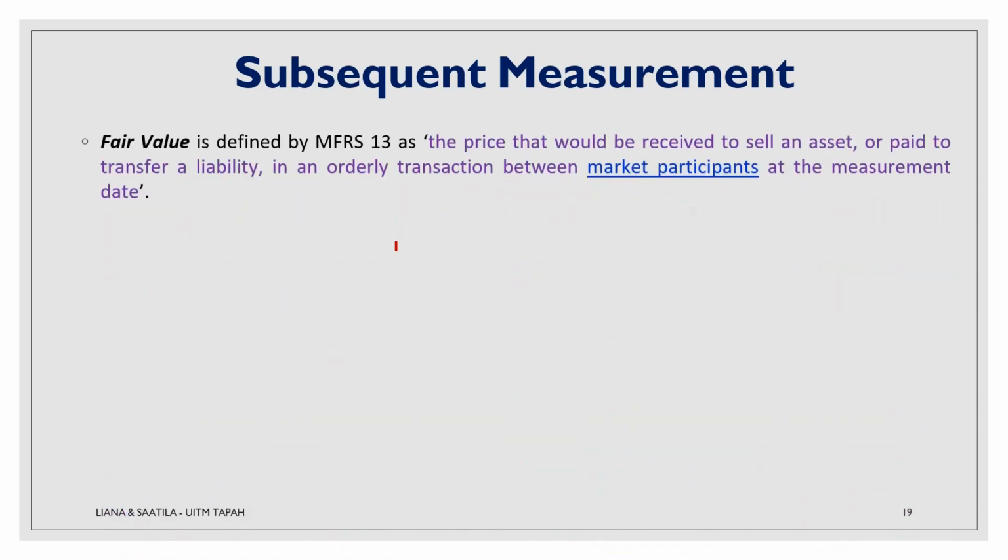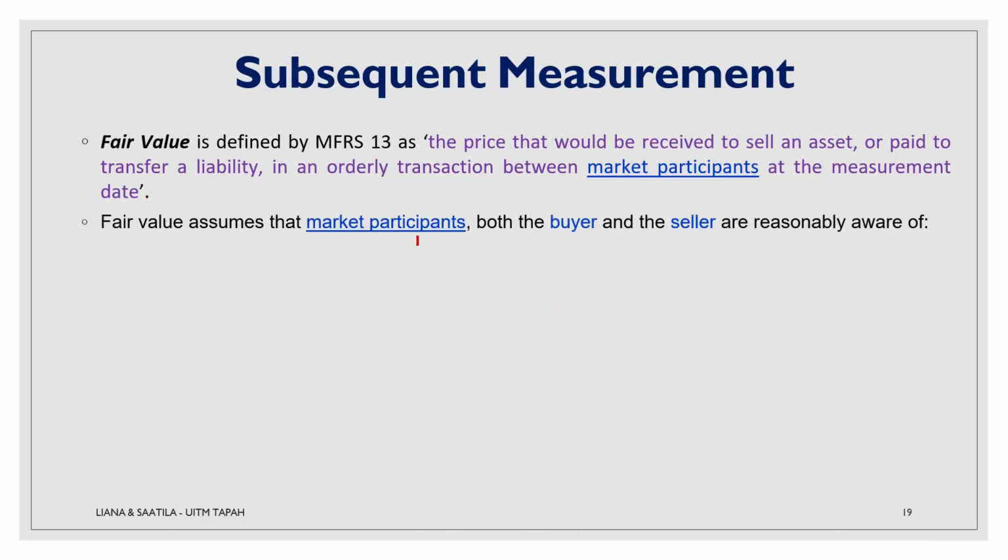So let's look at the subsequent measurement. Before that, the fair value itself is defined under MFRS 13 as the price that would be received to sell an asset, or paid to transfer a liability. To sell an asset here is from the point of view of the owner that will sell the investment property, in an orderly transaction between market participants at the measurement date.